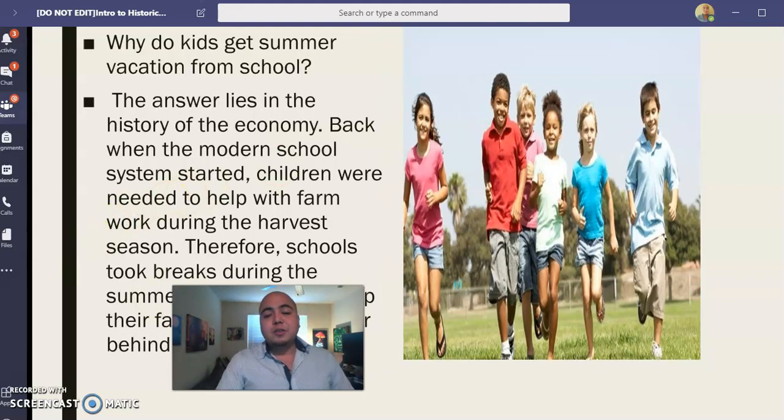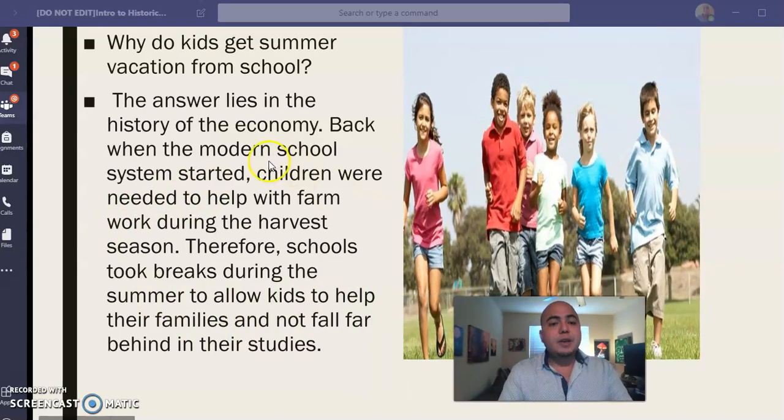Okay, so this is the strange reason why. The answer lies in the history of the economy. So remember, when I mention economy, what are the two things you need to think about? That's going to be jobs and money. So back when the modern school system started, children were needed to help with the farm during the harvest season. Therefore, schools took breaks during the summer to allow kids to help their families and not fall far behind in their studies. So it was simply because a lot of them were working.